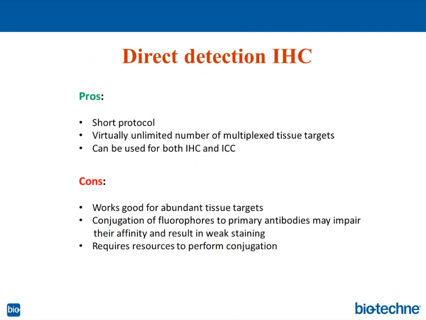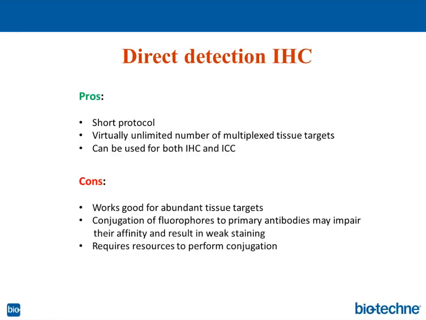What are the pros? It's a very short protocol. If you stain cells, for example, it requires only incubation for 30 minutes, and in 30 minutes you have all your samples stained. For tissue sections, you can do it also for maybe a couple of hours at room temperature, or do it overnight at 4 degrees C.